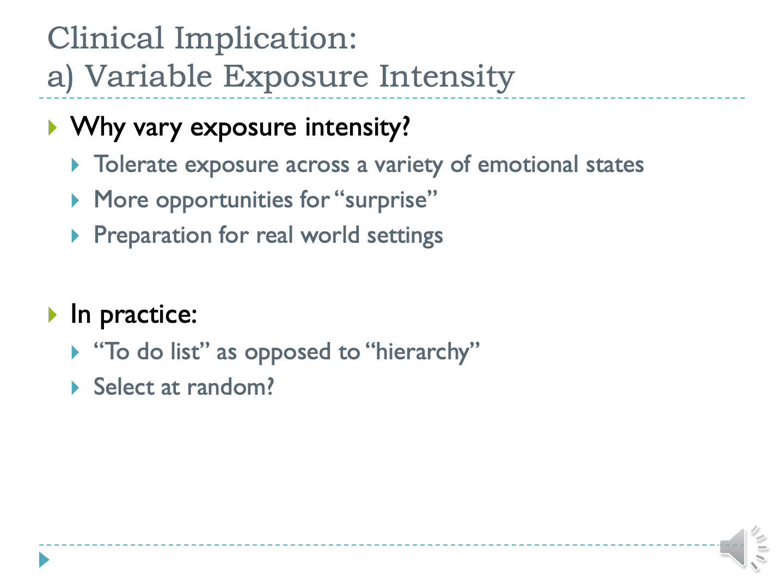And how would we do that? We would vary the intensity of exposure. So maybe we have the person pick out of a hat, and select at random whether we are going to do a high item, an item that provokes a lot of anxiety, or an item that provokes less anxiety. This teaches the person that they can tolerate exposure across a variety of emotional states. They get more opportunities for surprise, and we know that surprise helps with inhibitory learning. And like I mentioned, it prepares them for real world settings.